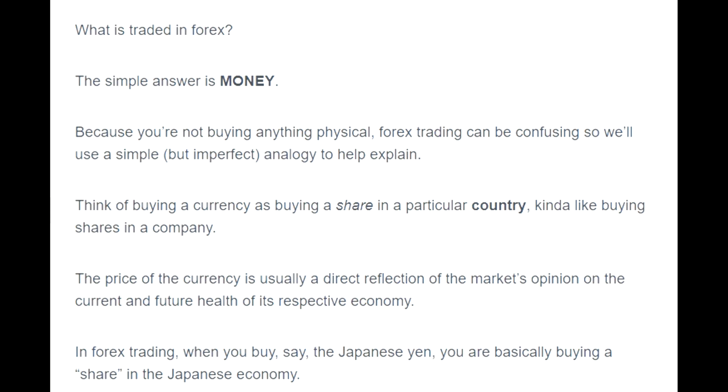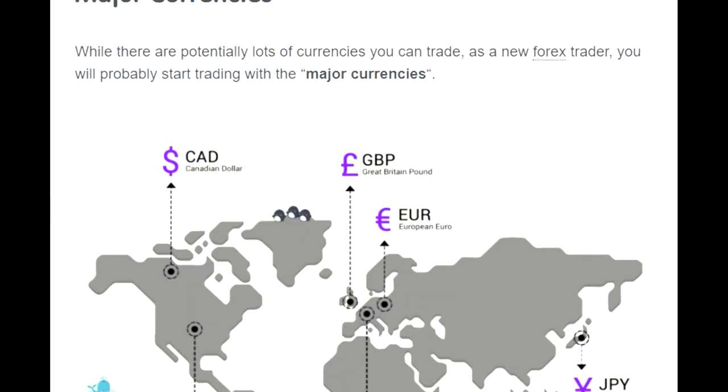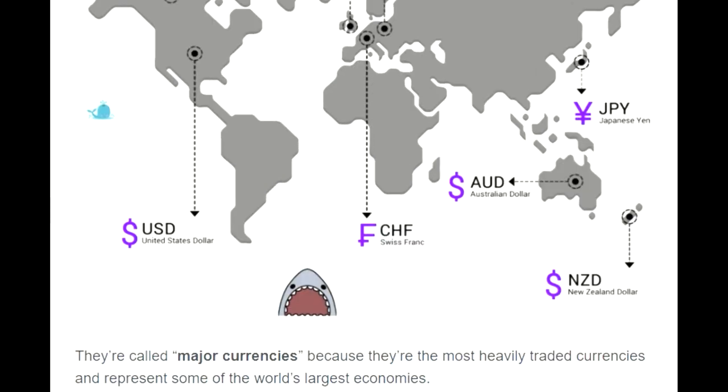So in Forex, we have different types of currency pairs. We have major currencies like Canadian dollars, British pounds, European euros, Japanese yen, USD, Swiss francs, Australian dollars, New Zealand dollars. They are called major currencies because they are the most heavily traded currencies and represent some of the world's largest economies.